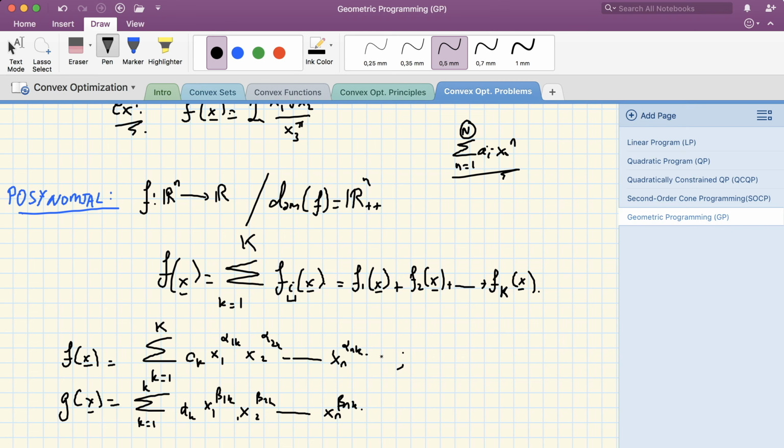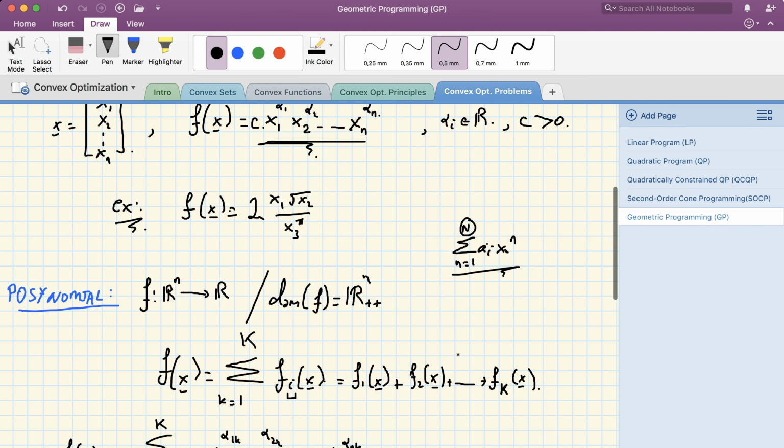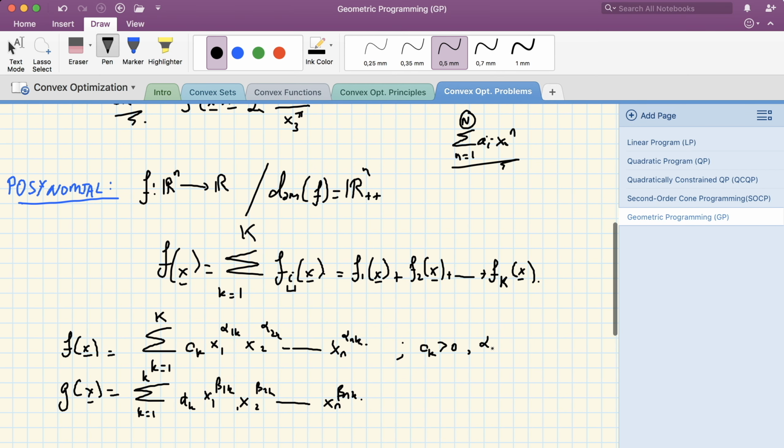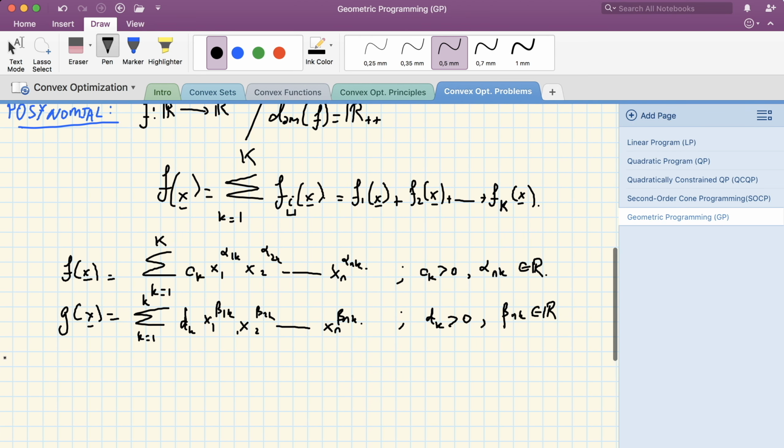So let's force my ck's to be positive, as a monomial would do, right? And all my alpha nk's are in R. Likewise, the dk is positive, and the beta nk's are all in R. So if I add f with g, I will get a posynomial. That being said, posynomials are closed under addition. The proof of that is fairly straightforward.